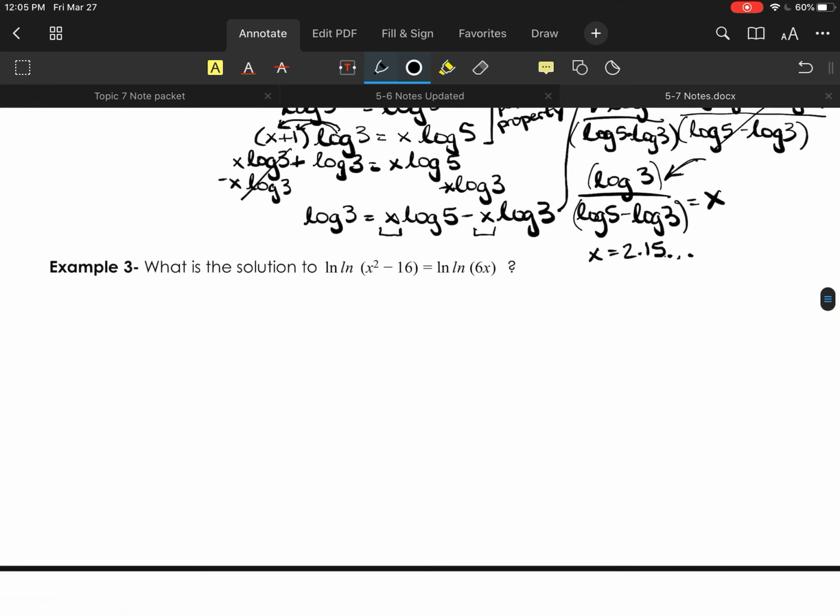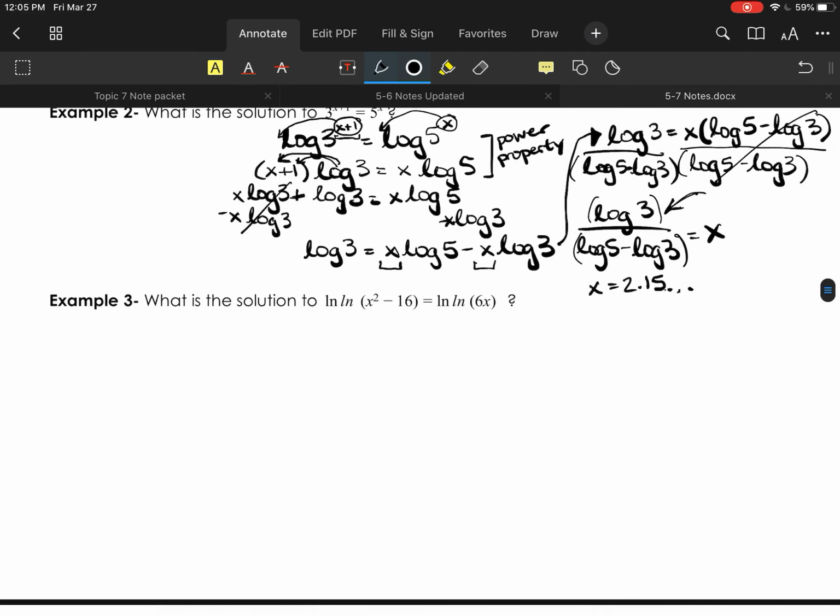Now, example 3 says, what's the solution to... Oh, I forgot. Cross this out. That's a mistake.